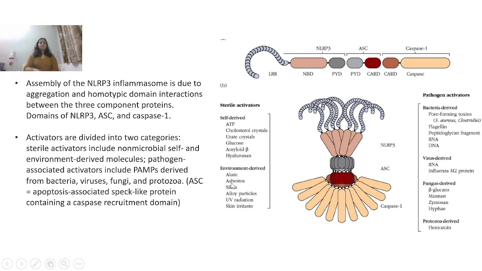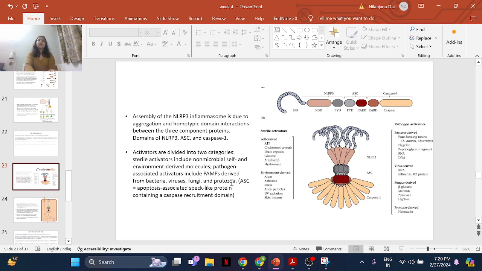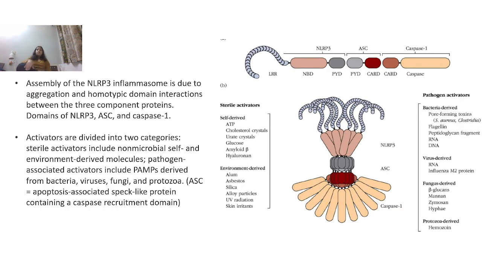So whenever there is presence of these ligands, either from the pathogen, from the environment, or from ourselves, there is a recruitment and formation of this inflammasome, which causes inflammation mainly through IL-1 beta as well as IL-18.